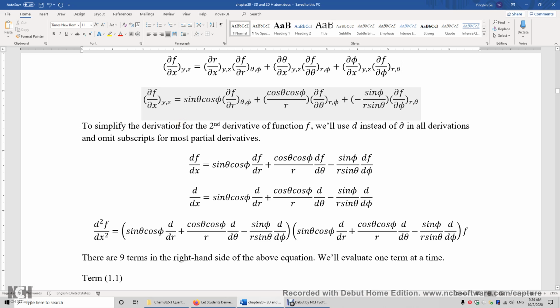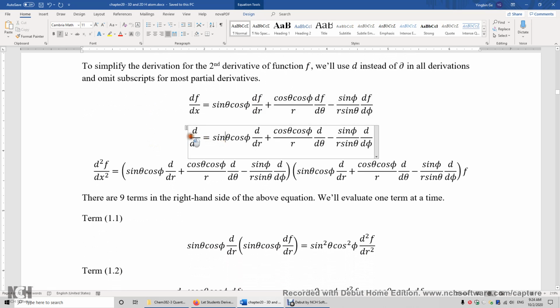Again, let's try to make it a bit more convenient. I'm going to just write df over dx instead of delta f over delta x by holding y and z constant. And this is my expression. So this equation is exactly the same as this equation. I am just being lazy here. I'm using df over dx for this partial derivative. I'm using df over dr for this partial derivative. All right. And now we have the operator. So d over dx, that's the first derivative operator, is equivalent to the sum of these three operators.